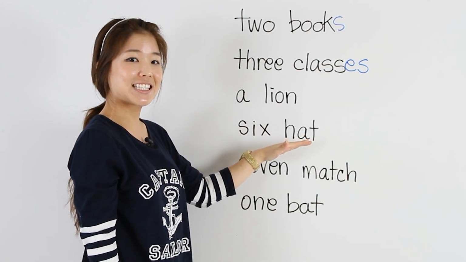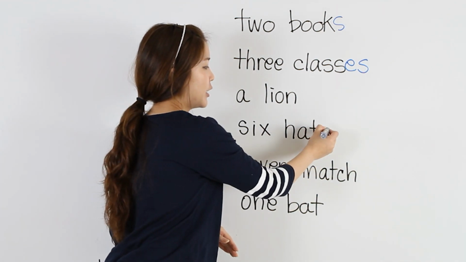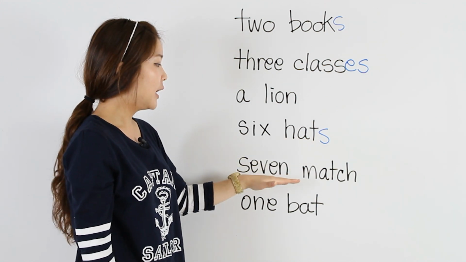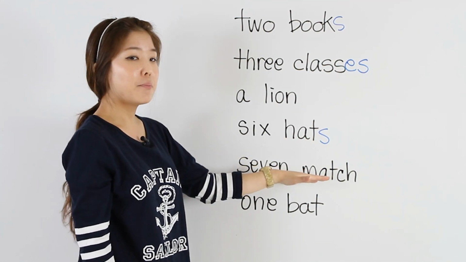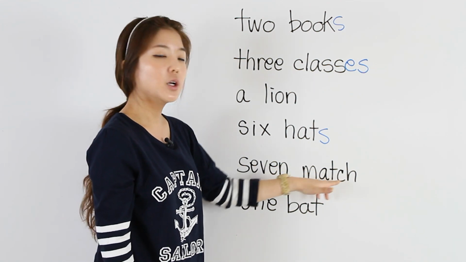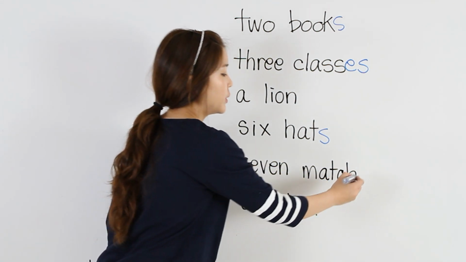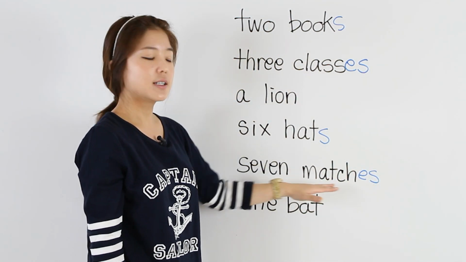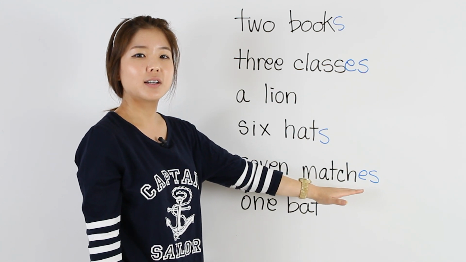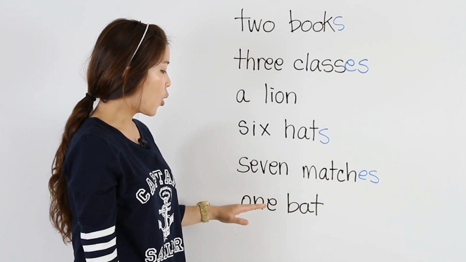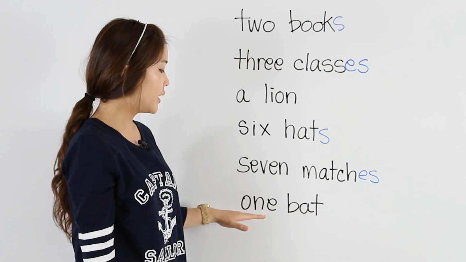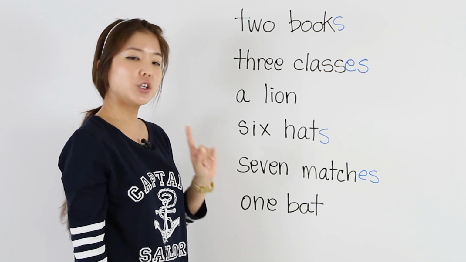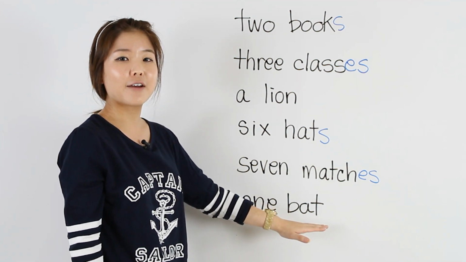6 hats. We have to put an s. 6 hats. Okay, the next noun is 7 match. What do we put? Well, we have a ch. So we have to put matches. 7 matches. Okay. And the last one is 1 bat. We do not put an S or ES because again, it's just one. We don't have to put anything after bat.